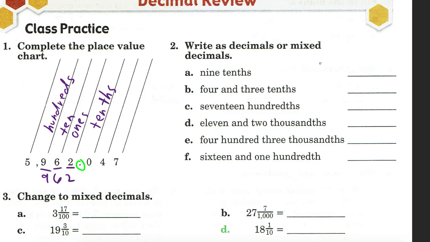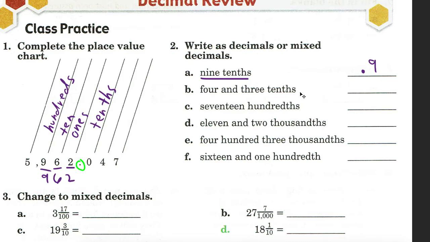All right, number 2, write as decimals or mixed decimals. So 9 tenths. So now you just take this number here in word form, and change it to a decimal or a mixed decimal. So 9 tenths. That means 9 is in the tenths place. So you have a decimal point here. And what's the tenths place? Just one place over to the right. Right here's 0.9, right? Is 9 tenths.